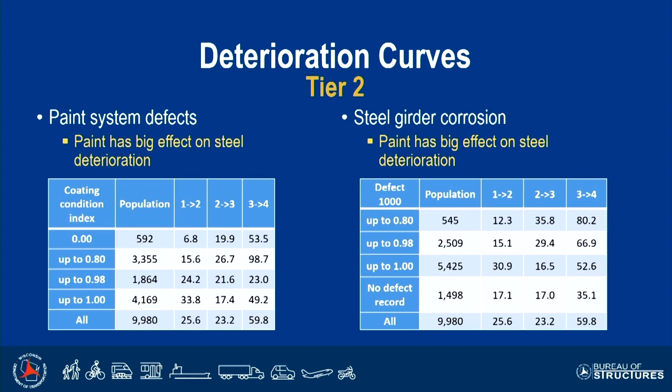Tier 2 also looked at paint system defects, and I wanted to balance that with a check within the data, our paint system condition versus steel girder corrosion. And these are 2 tables that used that same health index factor and looked at the effect of both of those.